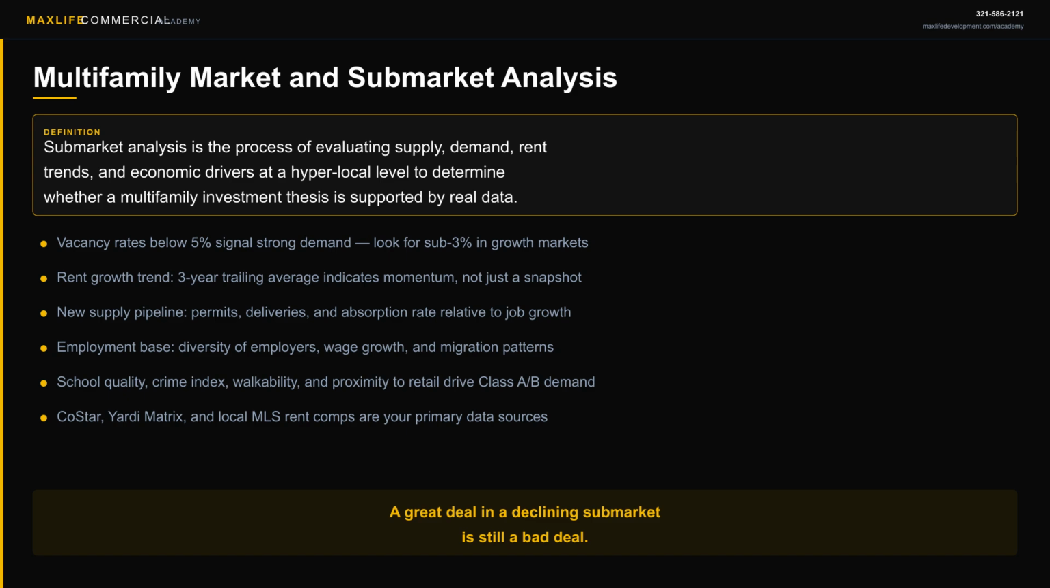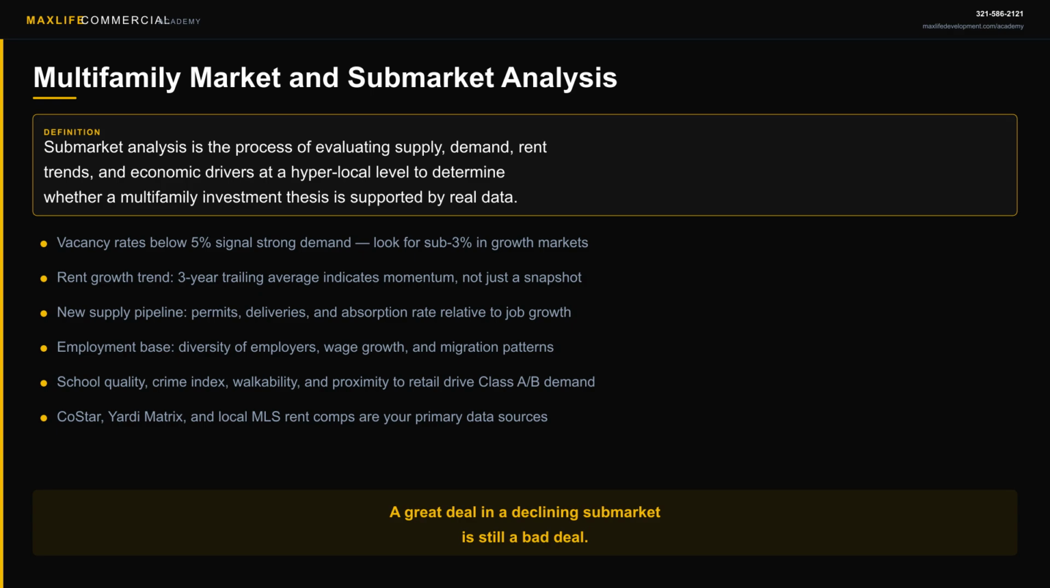Even the most well-executed value-add business plan fails if you're operating in the wrong submarket. Market analysis is not optional. It's the foundation that validates or invalidates every assumption in your underwriting. Start at the macro level. Is the metro area growing in population and jobs? Central Florida is one of the strongest multifamily markets in the country, driven by tourism, employment, defense, and aerospace along the Space Coast, and an enormous in-migration from higher-cost states.